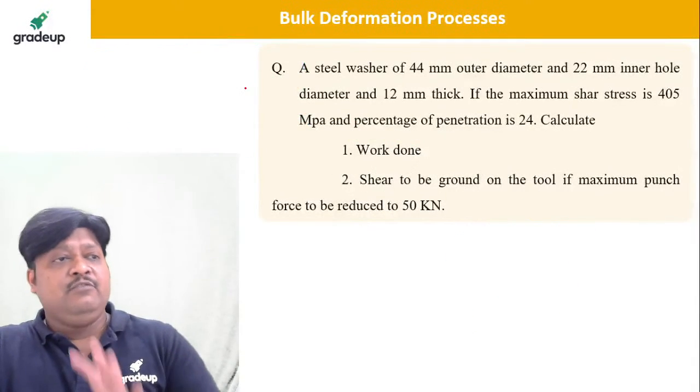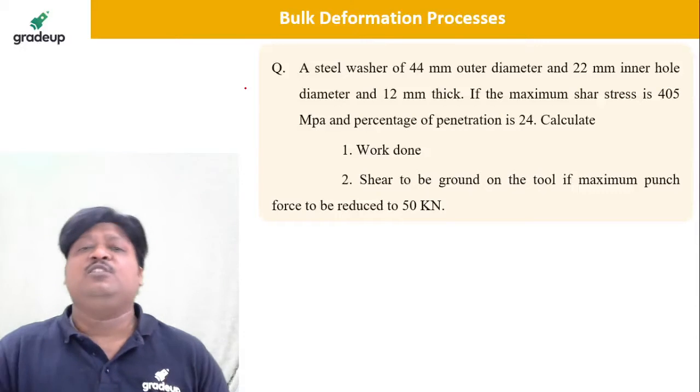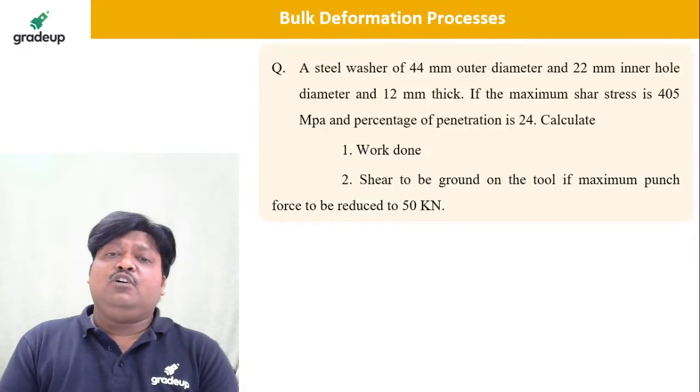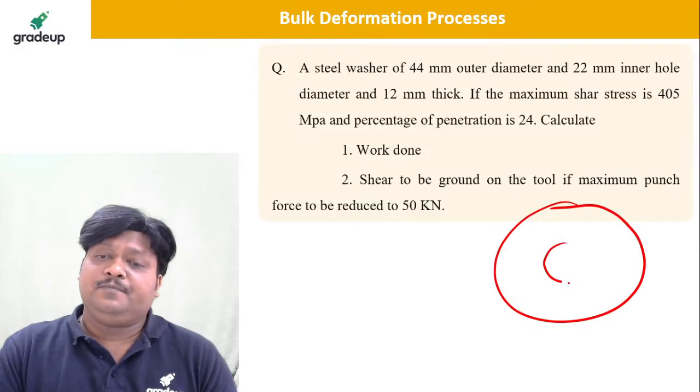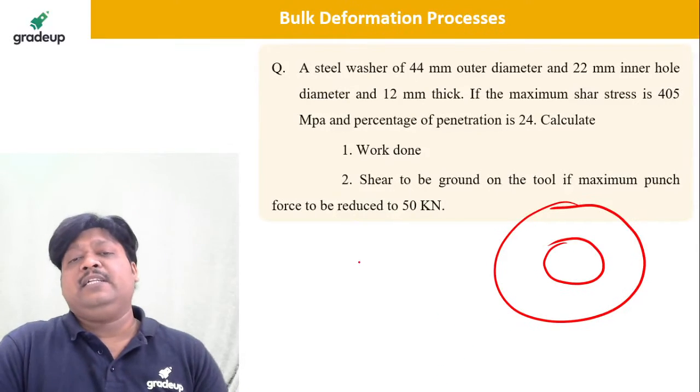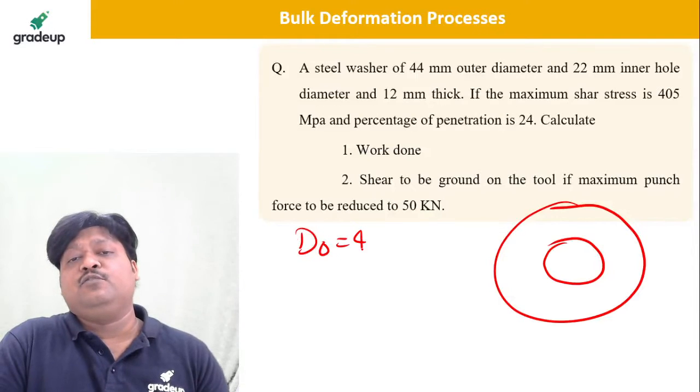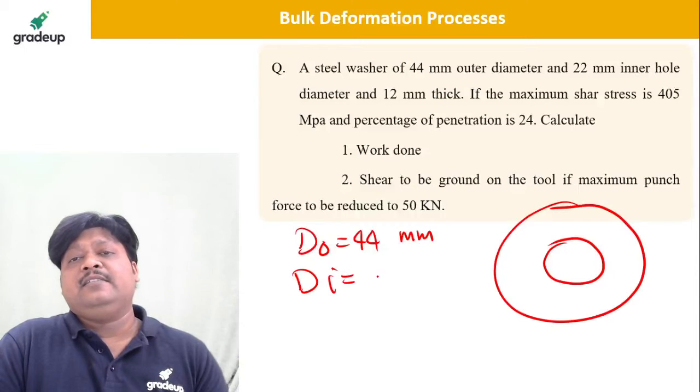So shall we solve this question here? Okay, let us solve this question. A steel washer of outside diameter d outside 44 mm and inside diameter say 22 mm.